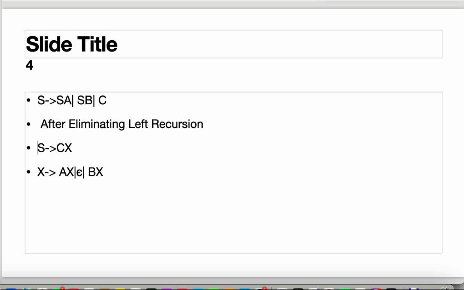By looking at the production, left recursive grammars are a bad property for top-down parsers. So we have to eliminate it. One of the pre-processing steps we have to do before giving the grammar to a top-down parser is to eliminate left recursion. We have seen what left recursion is and how to eliminate it.